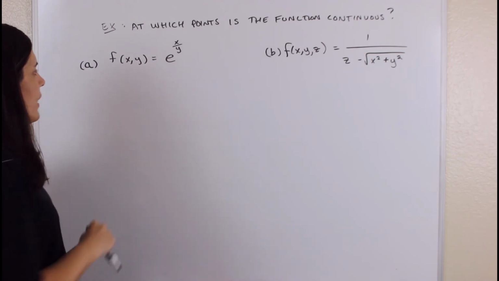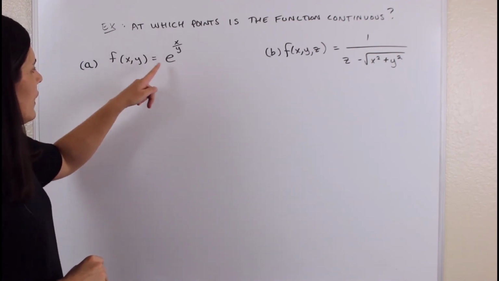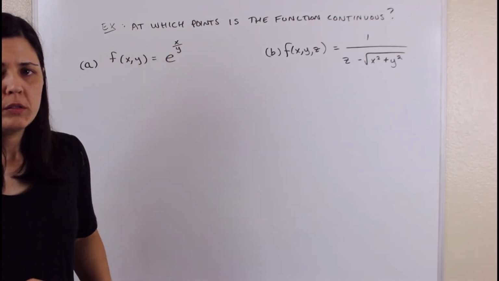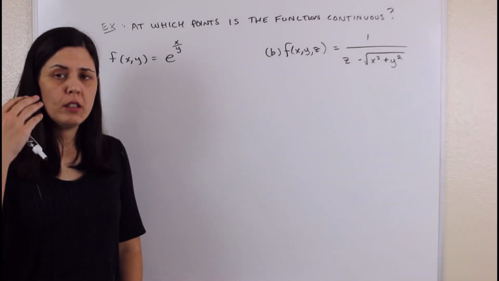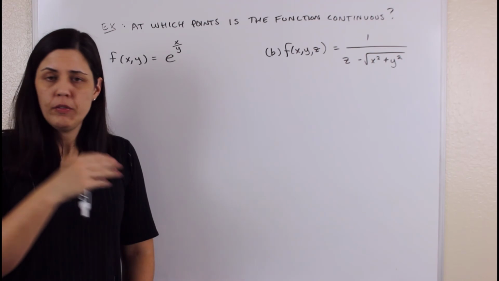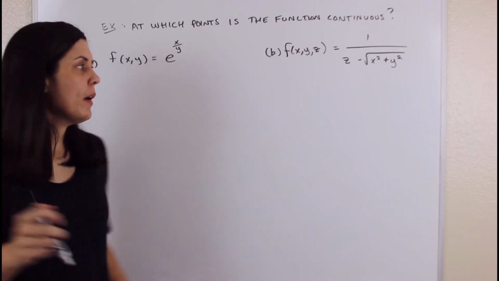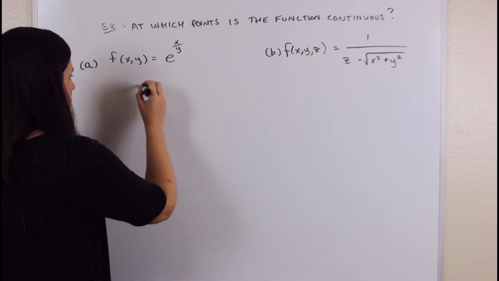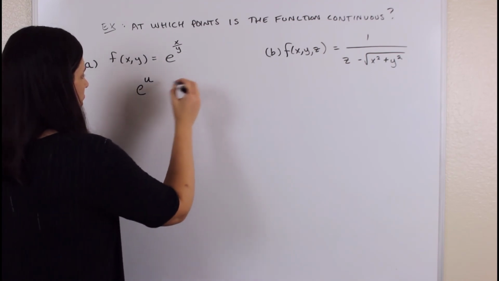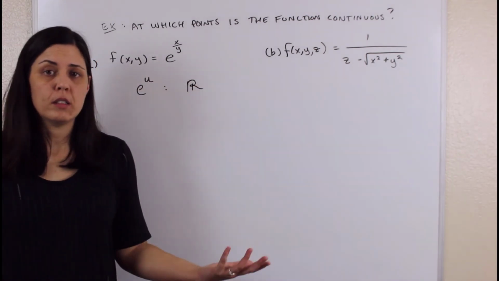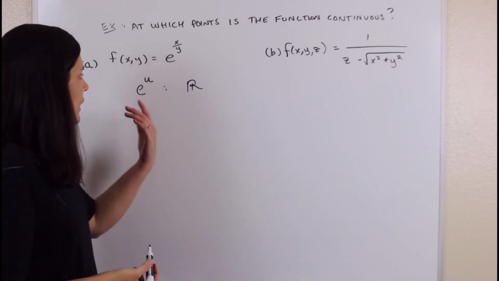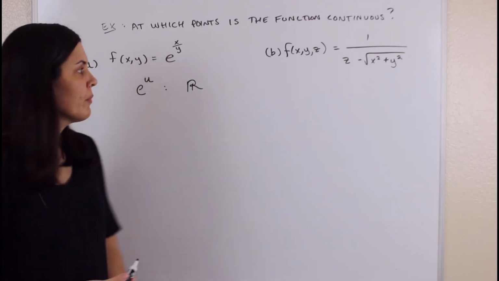So function a here, f of x y, is e to the x over y power. Okay, so e, the natural exponential function, e to some power, that's defined on all real numbers. So if you want to just sort of break this into two parts, e to the u, the domain, is defined everywhere. So it's everywhere, all real numbers. You can plug in anything into that function.